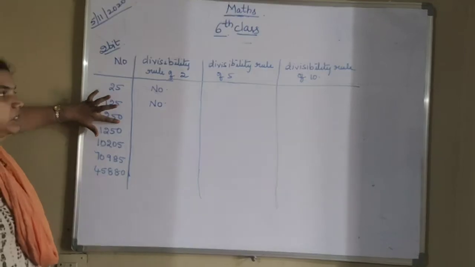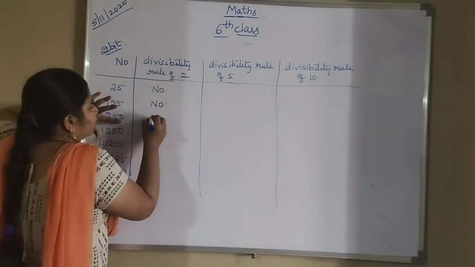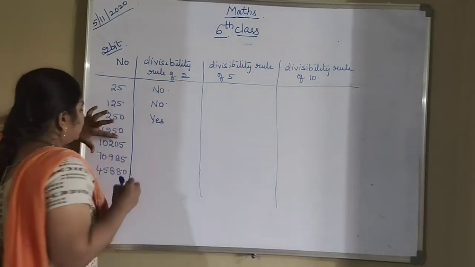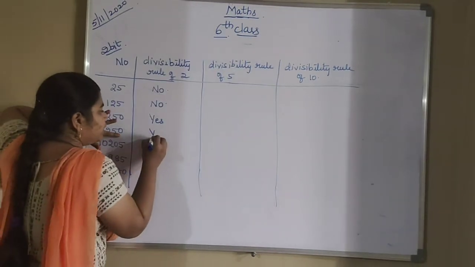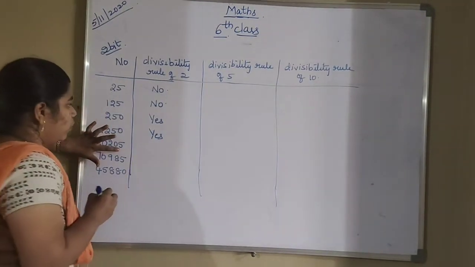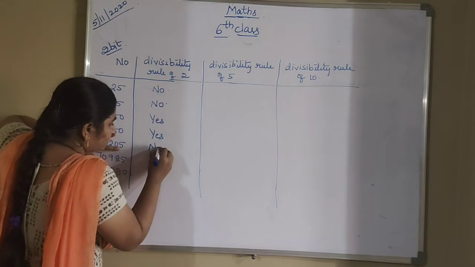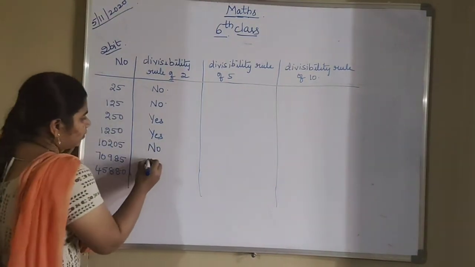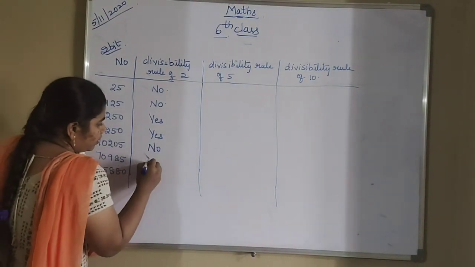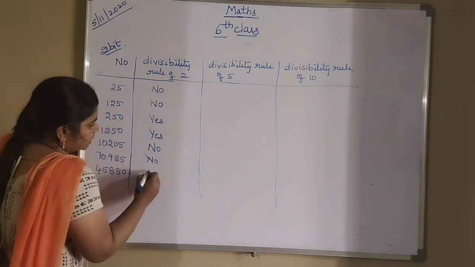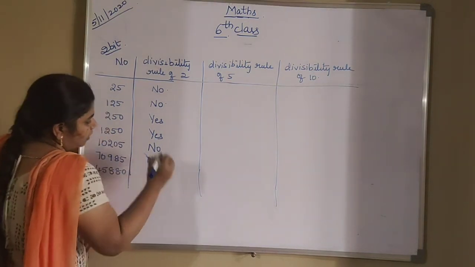Next 0. 0 is an even number, so it will be divisible. 0 again even number, it is divisible. 5 odd number, so it will not be divisible. 5 odd number, so it will not be divisible. 0 is an even number, so it will be divisible.